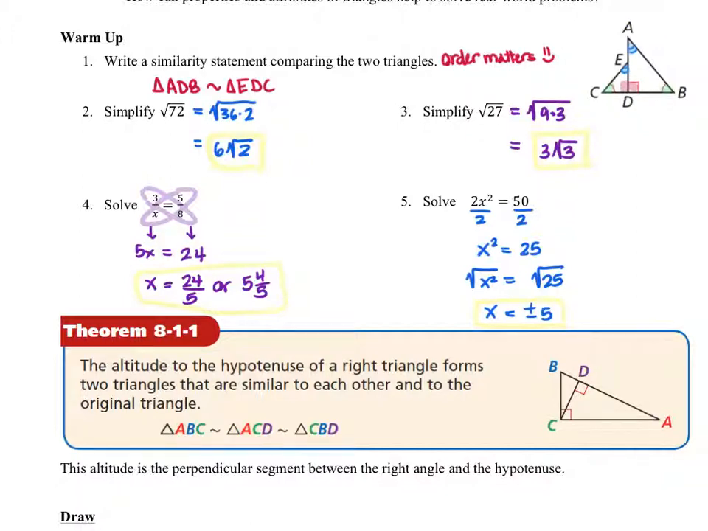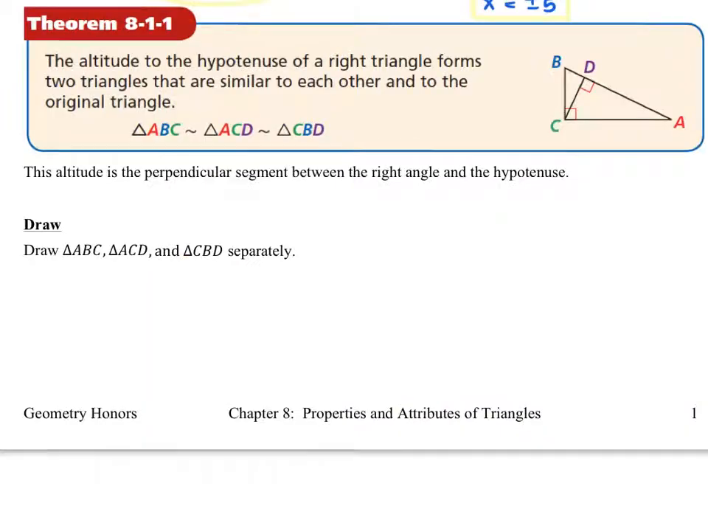Now let's take a look at Theorem 8-1-1. It says the altitude to the hypotenuse of a right triangle. So before we continue on, let's go ahead and identify the altitude. The altitude is the segment that goes from the right angle to the hypotenuse, but meets the hypotenuse at a right angle. This is the altitude of a right triangle.